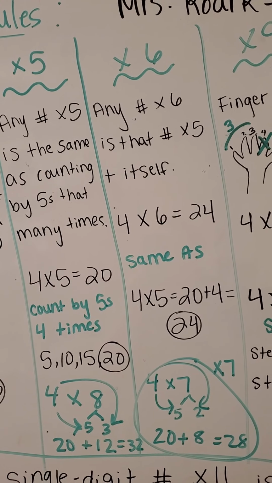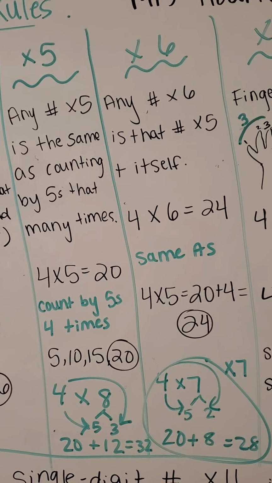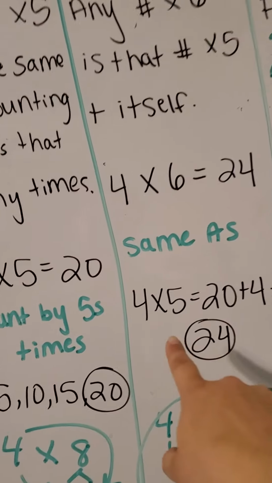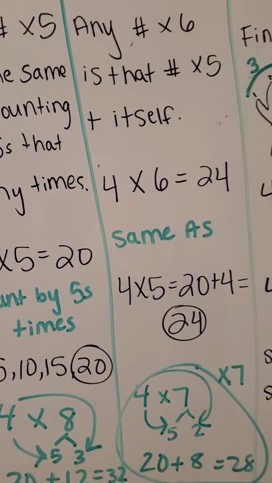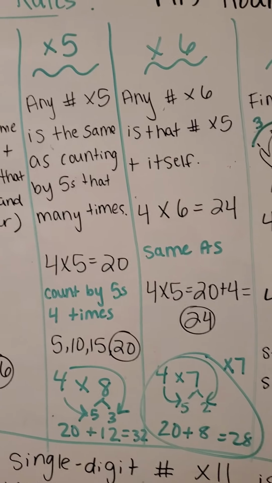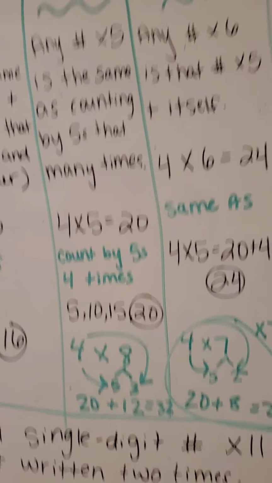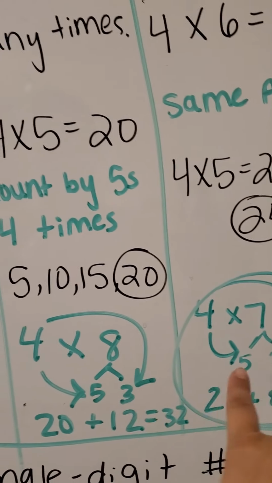All right, those really work closely together. So 4 times 6, if I know that 4 times 5 is 20, then I can add 4 more and that equals 24. All right, I don't have a fancy trick for 7s and 8s, so that's why I did this little example down here.